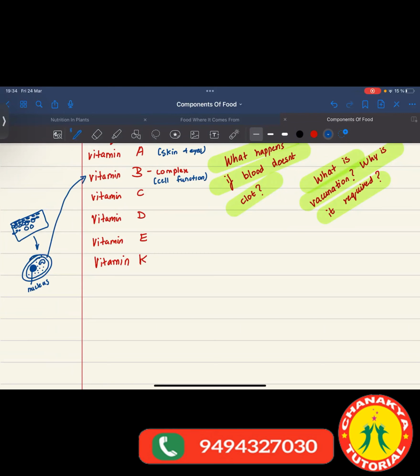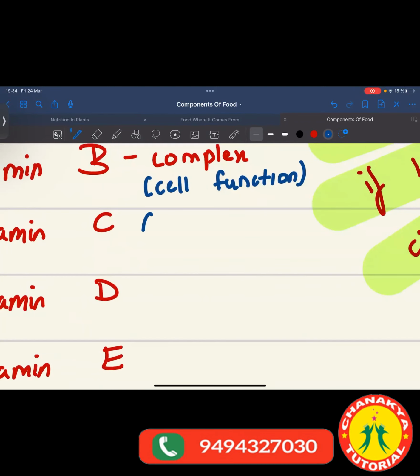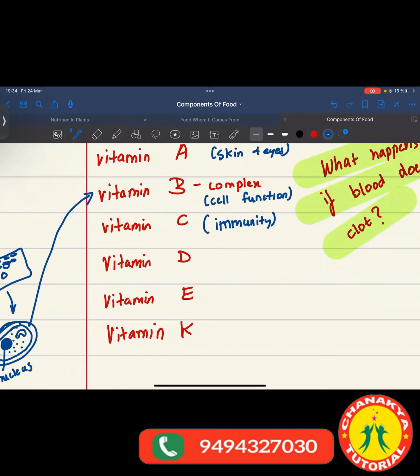Okay, now going to vitamin C. It helps our body to fight against many diseases. So, what is the term I told you for that? To fight diseases, what is the term called? Immunity. So vitamin C is required for immunity, to fight against diseases.